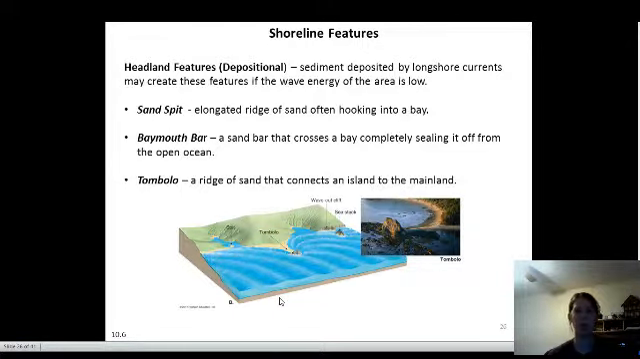We have a bay mouth bar. This is the sandbar that crosses a bay, completely sealing it off from the open ocean. So if this extended all the way across, we would get a bay mouth bar. And then a tombolo, which is a ridge of sand that connects an island to the mainland. So you have this area of lower energy, so you start to get deposition of sediment instead of erosion here.